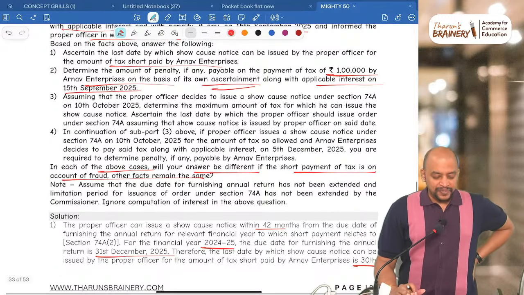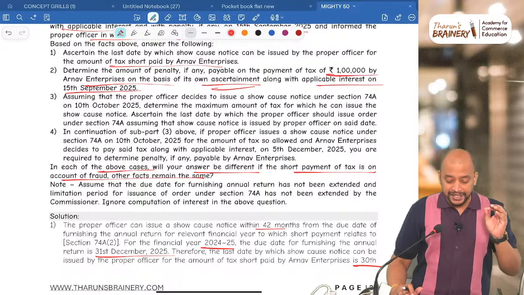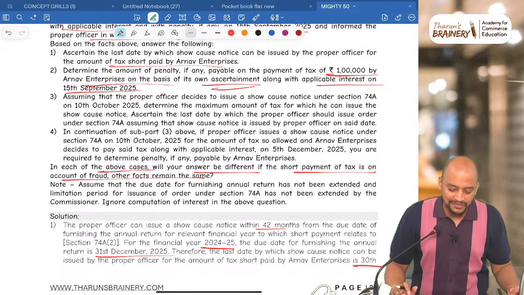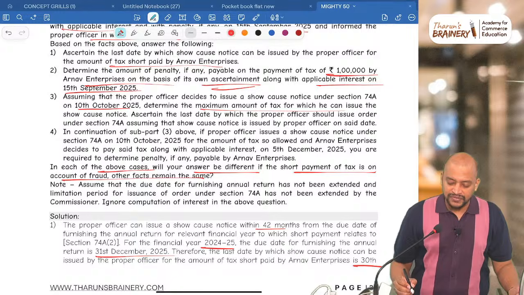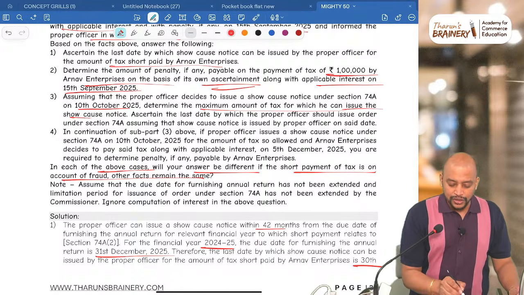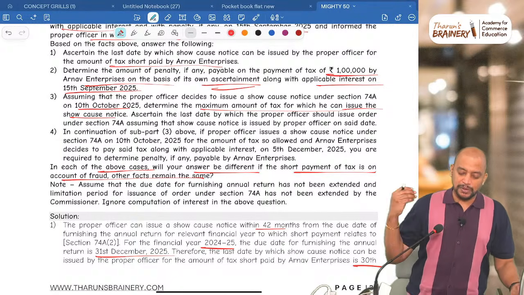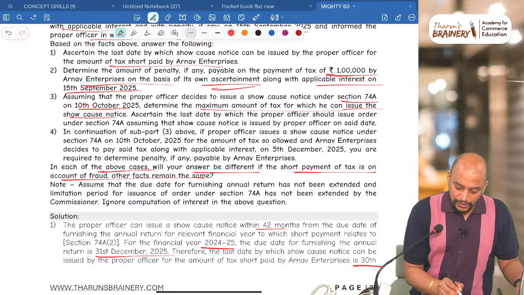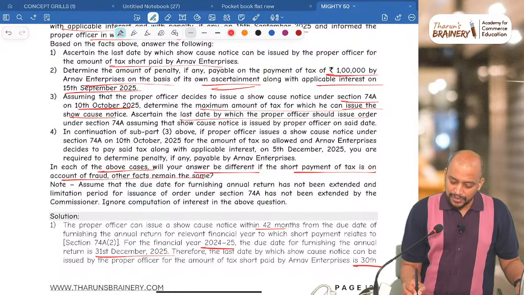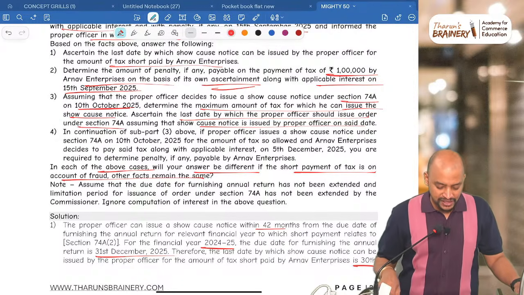Then 3. Assuming that the proper officer decides to issue show cause notice under 74A on 10th October, determine the maximum amount of tax for which he can issue the show cause notice. If the notice is issued, ascertain the last date by which the proper officer should issue the order under 74A, assuming that the show cause notice is issued by the proper officer on the said date.